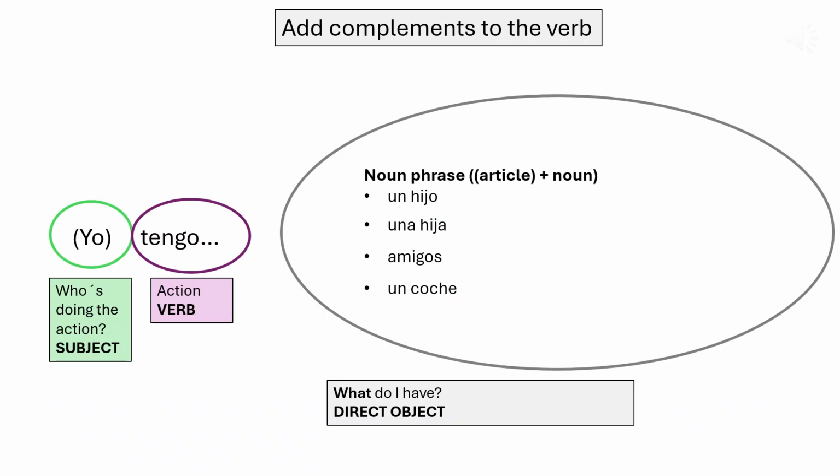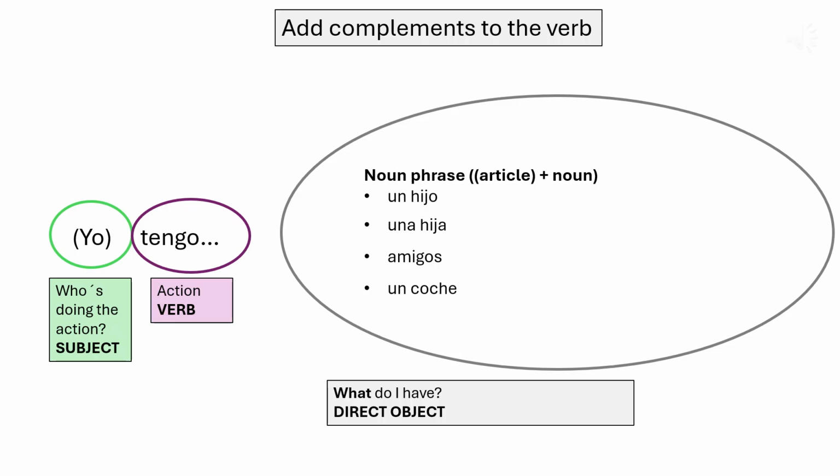And now we can add complements to the verb. And again, we can have a direct object, which is what. Yo tengo, I have, but what do I have? ¿Qué tengo? That's the direct object, the thing that I have, or the person, the family, and usually just a noun phrase. Remember, like before, an article and a noun, or it could be a number as well.